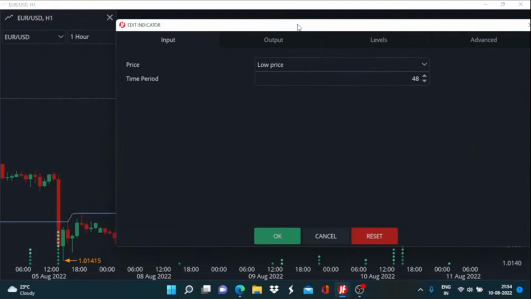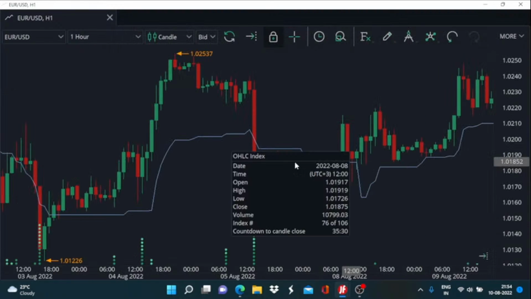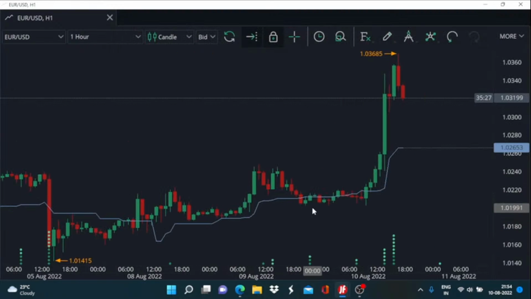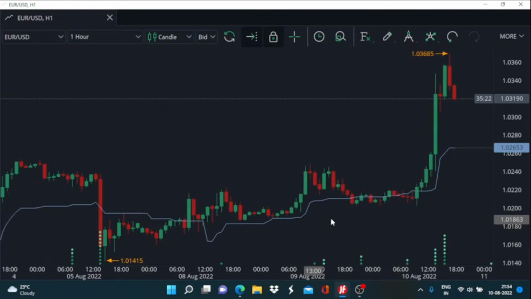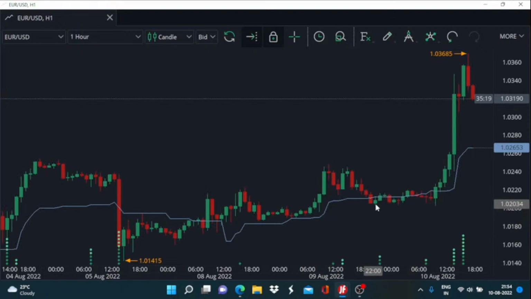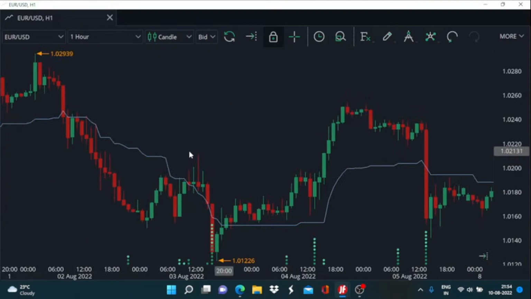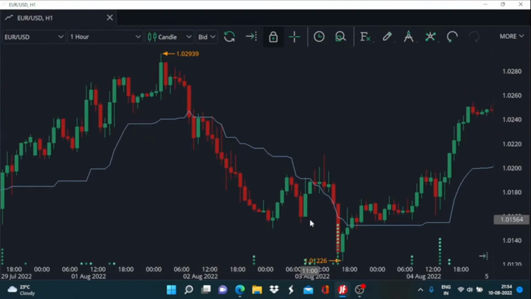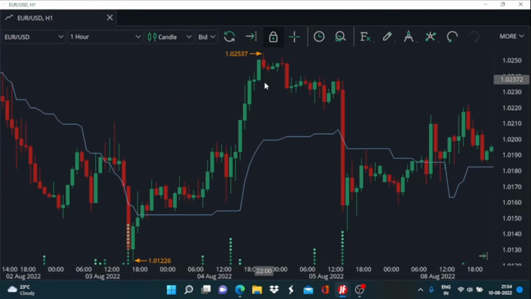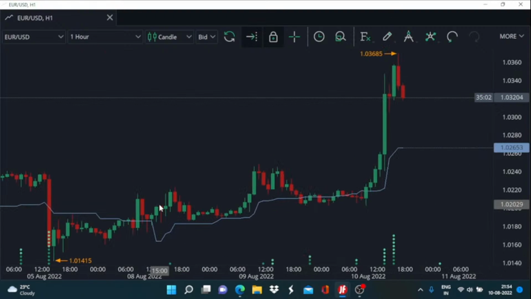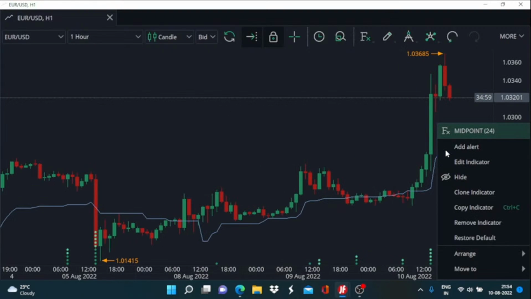Coming to this further editing option, we now reduce it to just 24. If we look at the current day's plotting for the midpoint, you can notice that it was in a bullish rising trajectory, and then this big spurt happened after the CPI data came in for the United States. Earlier last week it was in a bearish trajectory, then it changed, it started to move higher, again it declined. So this is a quite useful indicator.